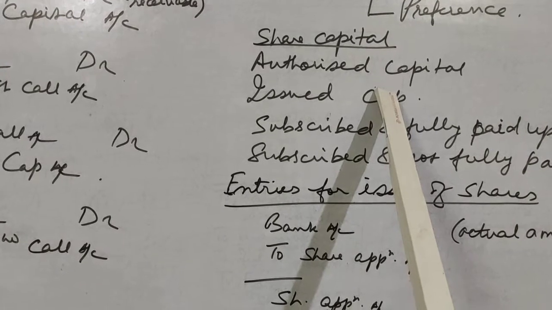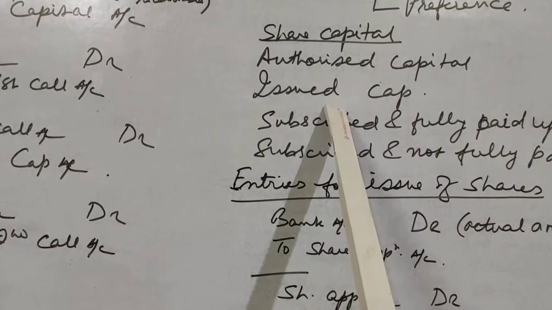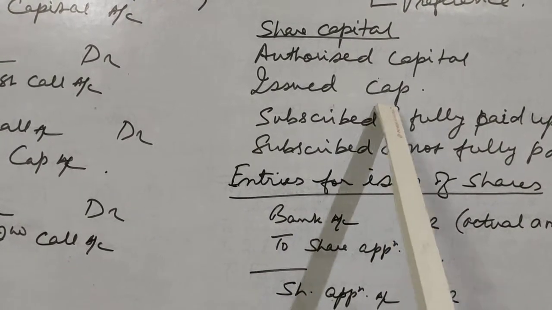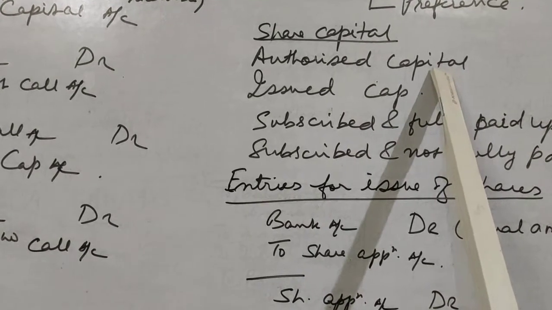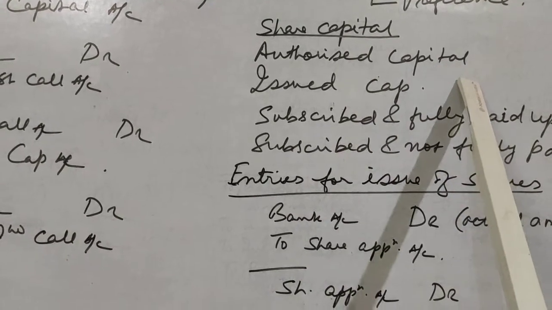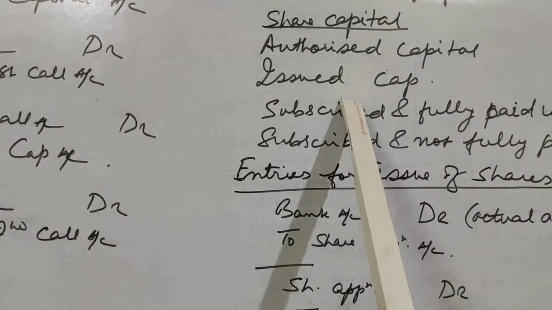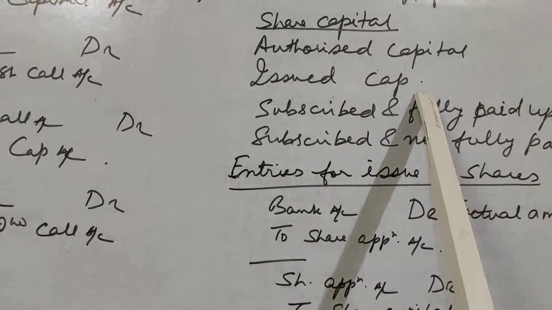Out of that authorized capital, whatever amount of capital is issued by the company is termed as issued capital. For example, let us say a company is having an authorized capital of rupees 10 lakh divided into 1 lakh shares of rupees 10 each. Out of that, it issues 50,000 shares of rupees 10 each. That means 5 lakh will be the issued capital.